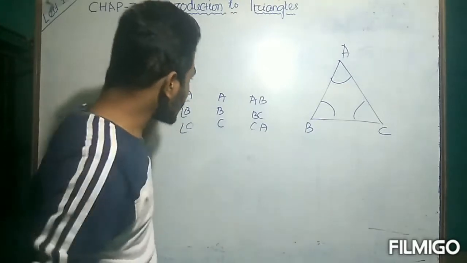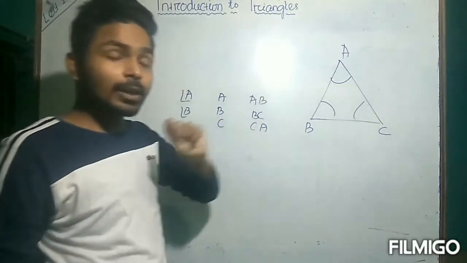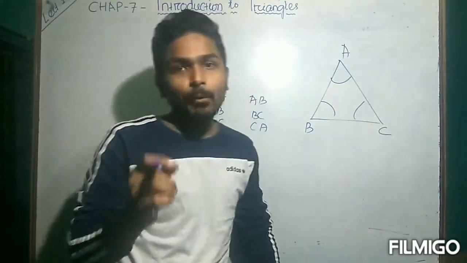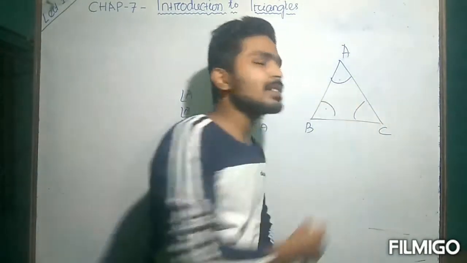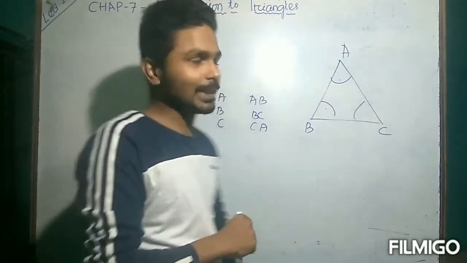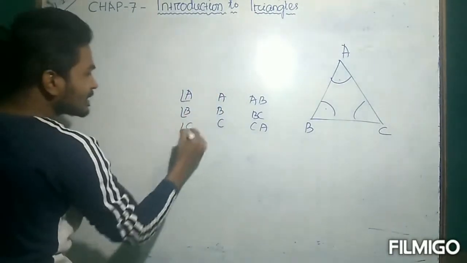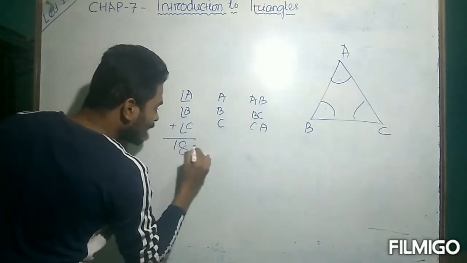So a triangle has such properties, and according to theorem number 6.7, we have discussed that the sum of the 3 angles of a triangle is equal to 180 degrees. It means if you add these 3 angles, then you will get 180 degrees.